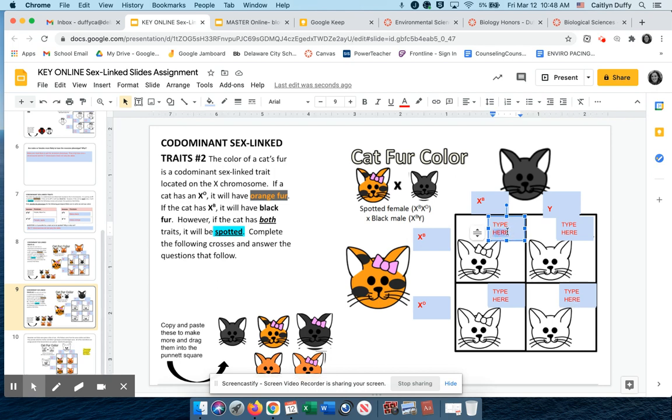So here, we're going to have X^B X^B. Here, we're going to have X^B X^O. Here, we are going to have X^B Y. It's going to be a male offspring. And then here we're going to have X^O Y.